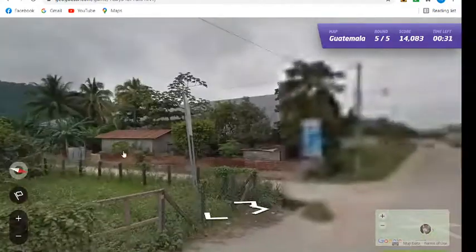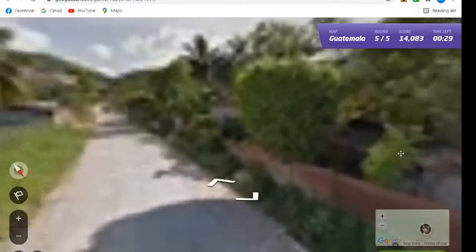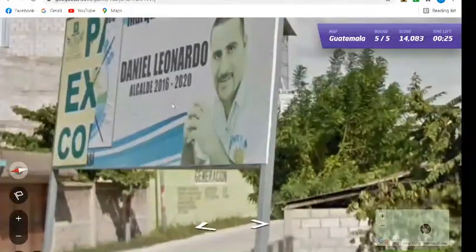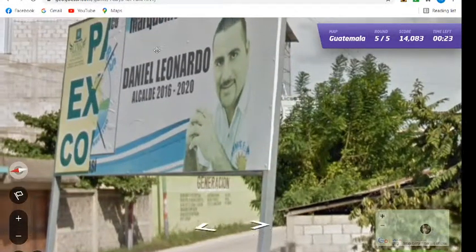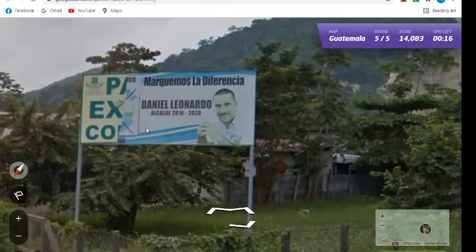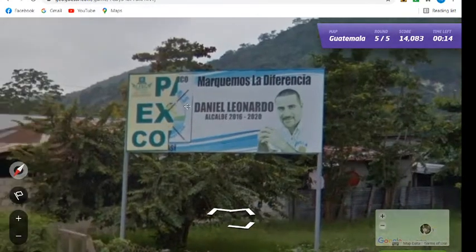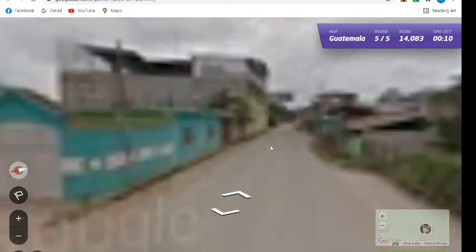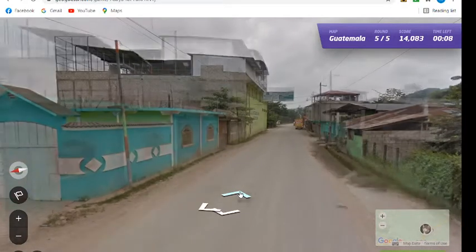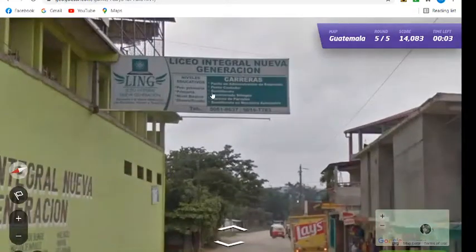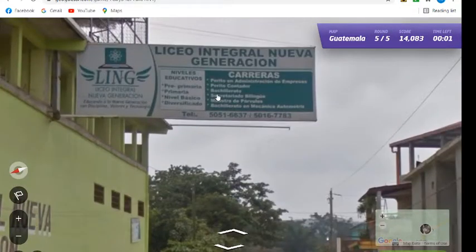Wait, there was a political sign there. Those sometimes have locations on them. Alcalde Mayor, right? Daniel Leonardo, doesn't appear to say which city the ad is for. Okay. Also, banner over road advertising things. Yeah, I've noticed that's big in Mexico and Central America. We have Ling.